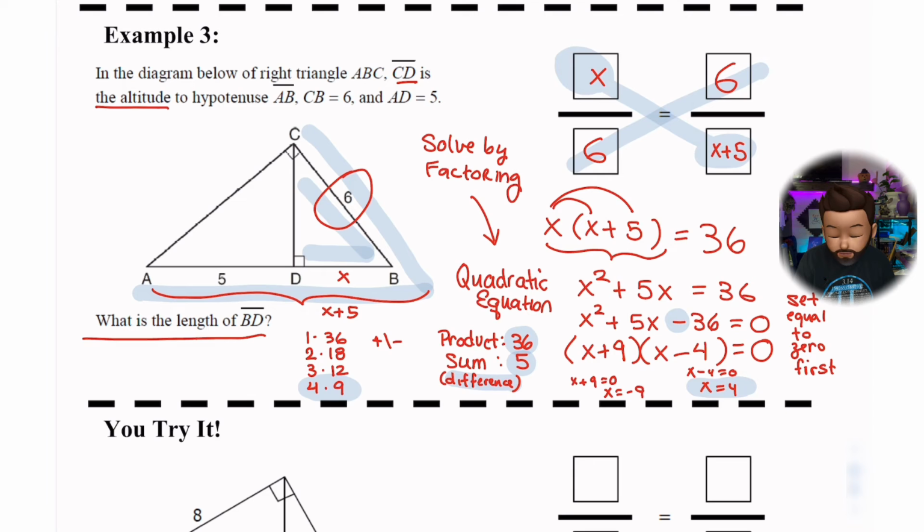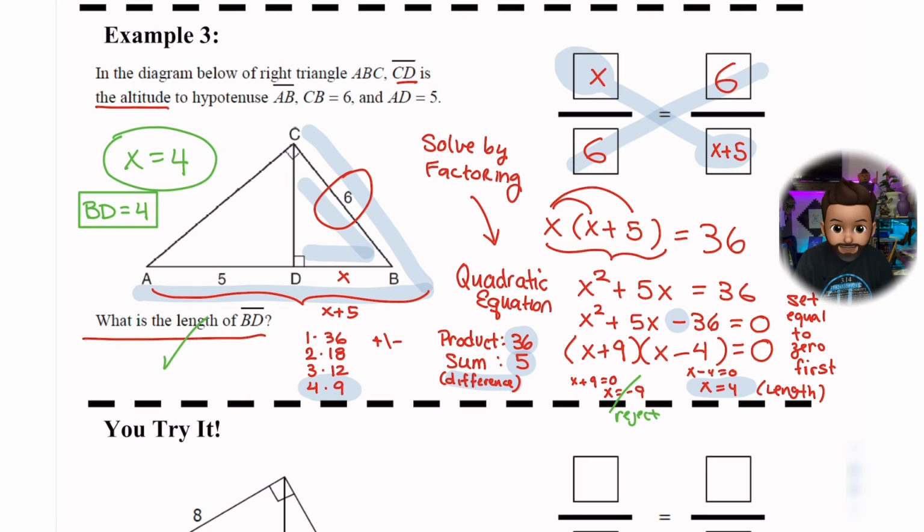Setting each factor equal to 0, we get only one positive value, x equals 4. We must reject the negative here because of the fact that it's a length. Stating that BD is 4 because that's what they asked us to find.